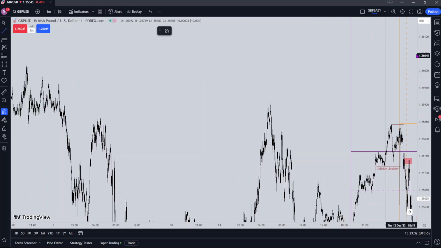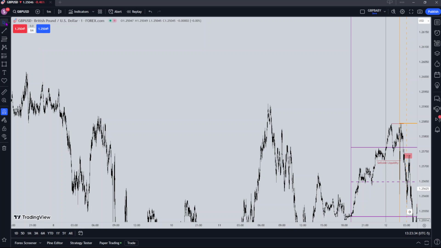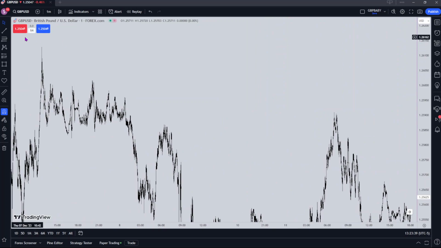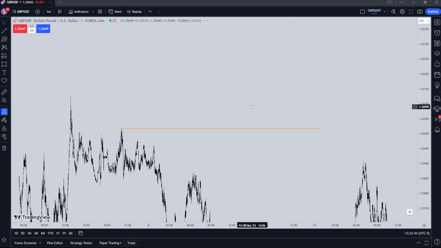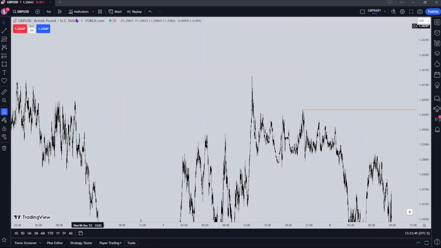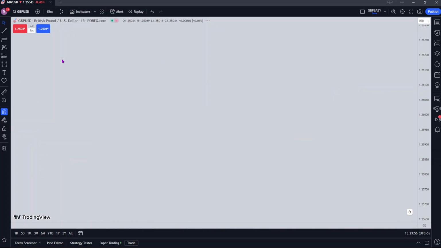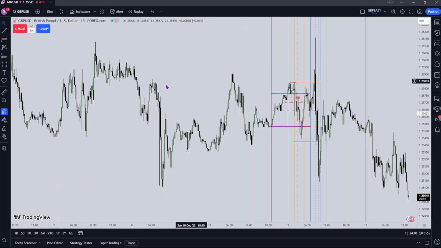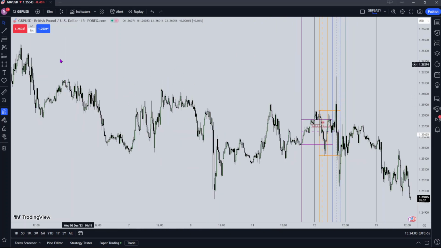So GBP actually took out swing highs, whereas the dollar failed to. But let me just find out what highs. Did that high get taken? I think this high got taken as well. Let me just go to a higher time frame real quick and see what's going on. So we had relatively equal highs here, here, and even along here. So let's just run this straight through.